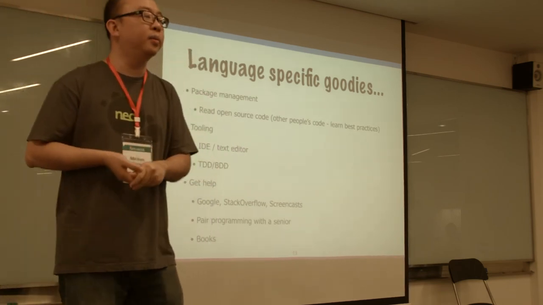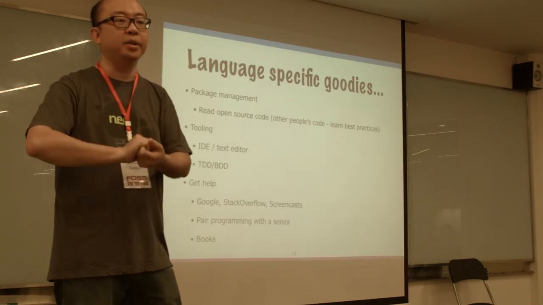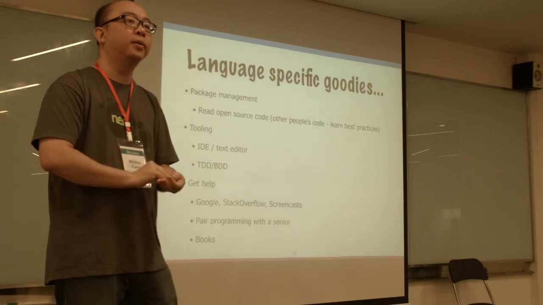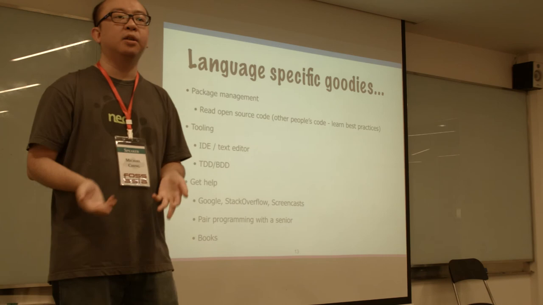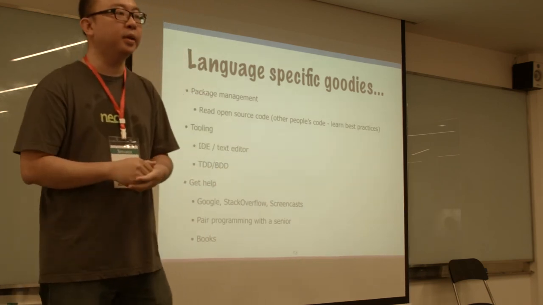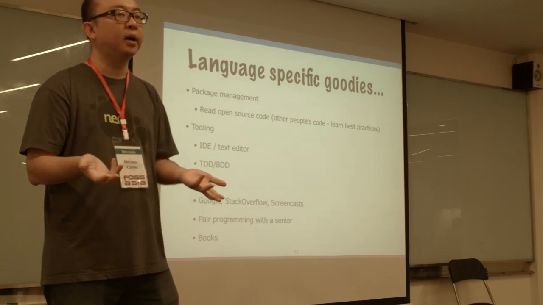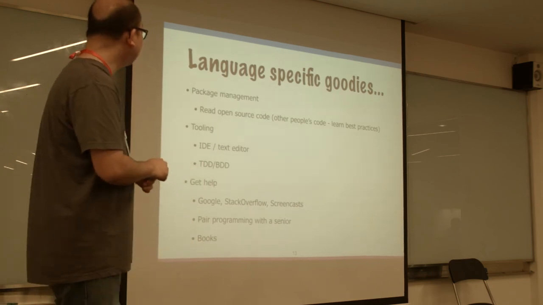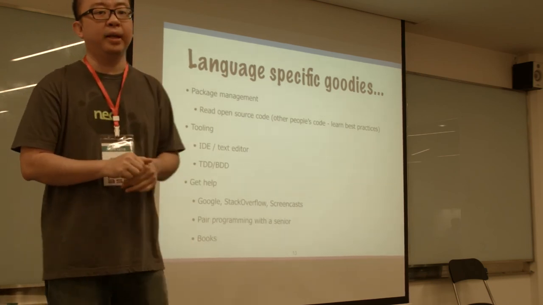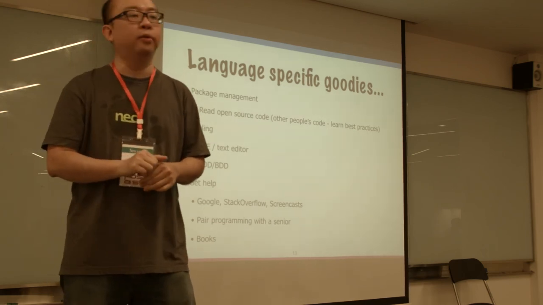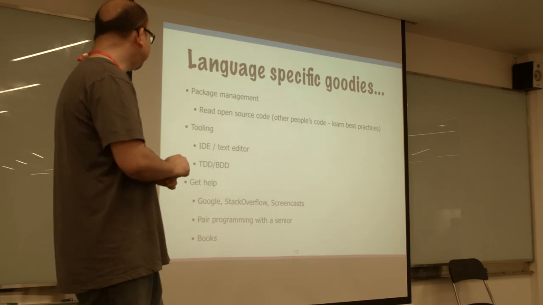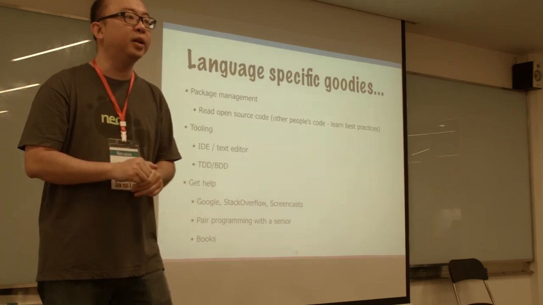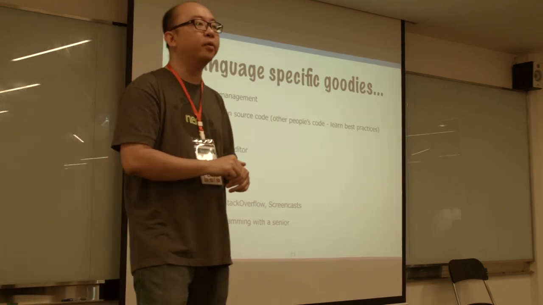What you need to learn to be good at any programming language. First of all, learn about package management. How do you include open source code into your application? That's really cool. In PHP, there's Composer, which is a package management tool. In Ruby, there is Gems. Then the different tooling available. What kind of text editors can you use? And lastly, how do you get help? Basically, find out. Go to Google, Stack Overflow, look for screencasts on the web. If your internet connection is not very fast, go get some books. Another way is to find a really good senior who can teach you and pair program with you.